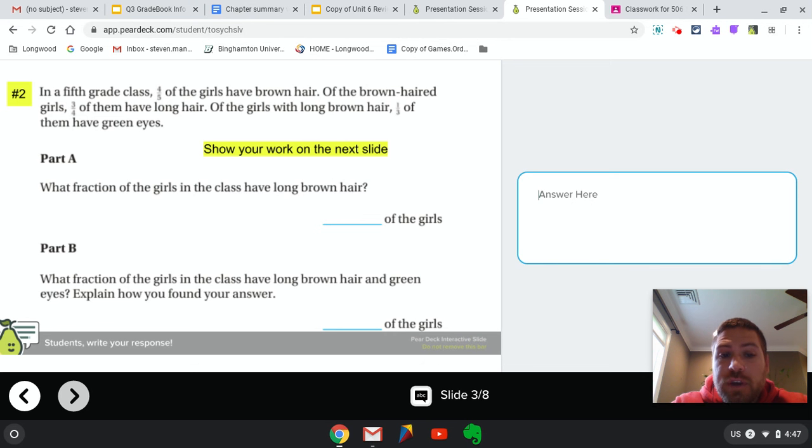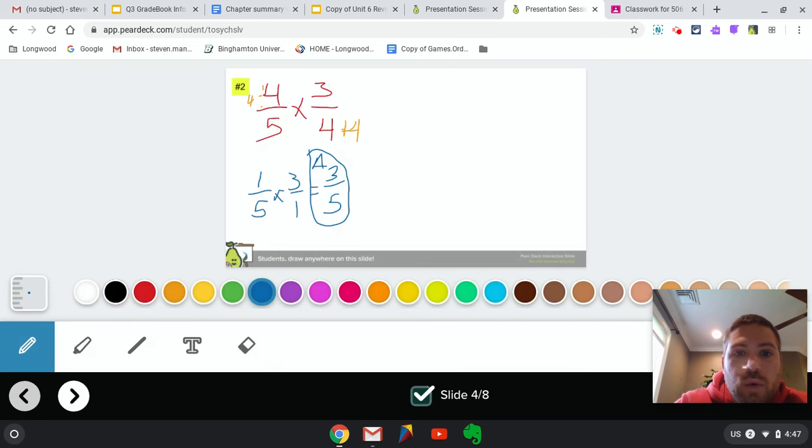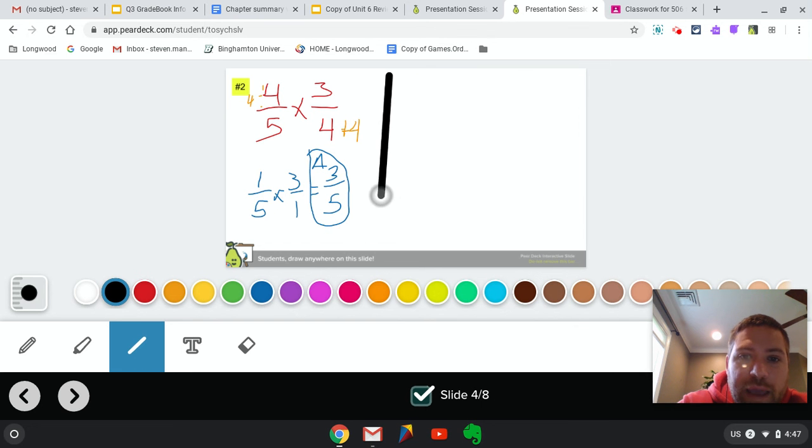So for us to figure out the girls in the class that have long brown hair and green eyes, we have to multiply the fraction of girls that have long brown hair by the fraction of them that have green eyes. So we have our answer from before as 3/5, and we're going to be multiplying 3/5 times 1/3. Oh, I went the wrong way, sorry. So I'm going to just put a line here so we know that was part A. Now this side we're looking at part B, okay?